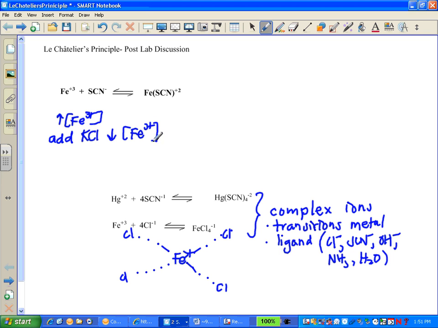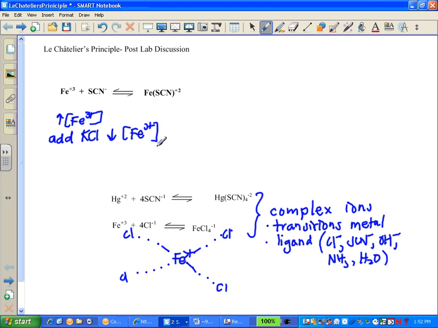Okay, so that's the stress that has been put on the system, is that we're decreasing the concentration of Fe3+. And the equilibrium should shift appropriately, okay, due to this stress. So hopefully your observations and therefore the direction of your shift are consistent with Le Chatelier's principle.